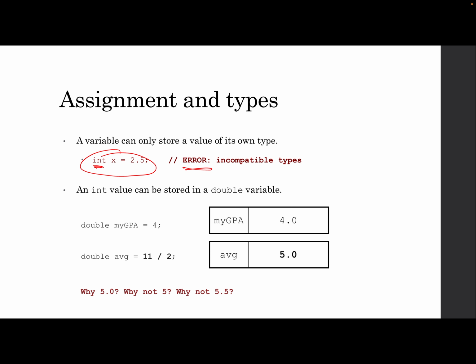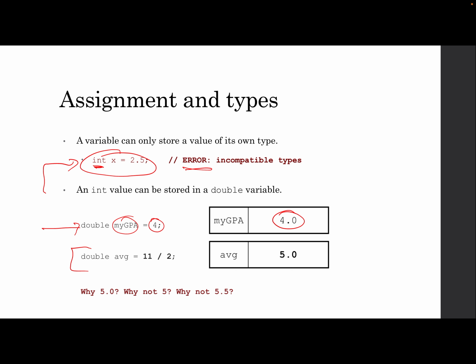But the reverse is perfectly legal. So if you want to store 4 into a double, not a problem. Storing an int into a double works just fine, and the reason is because you're not losing any information. Again, think about the first example. How would you store 2.5 into an int? Well, what do you do with the 0.5? You have a lot of questions that you don't know what to do with. But here, there is no question. Can you store 4 into a double? The answer is yes. And the answer is just 4.0.